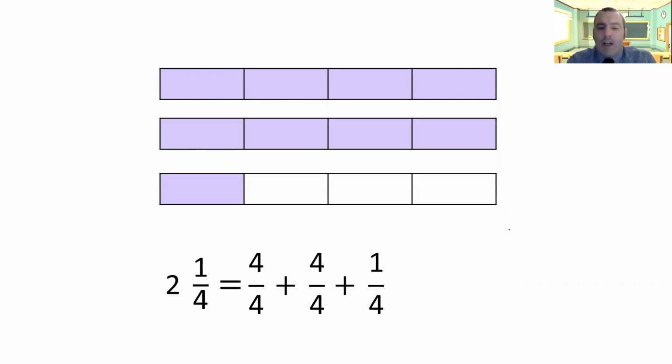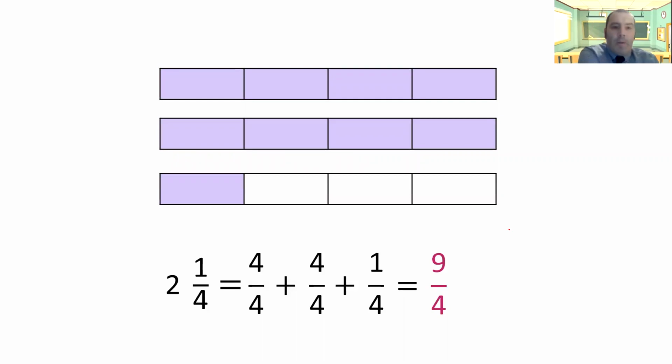Now remember what I said earlier on. If the denominators are all the same, we don't need to change them. They don't have to be added together. We leave those alone. It's the numerators we're going to add together. We're looking at how many parts of 4 we've got. So our answer is 9/4.